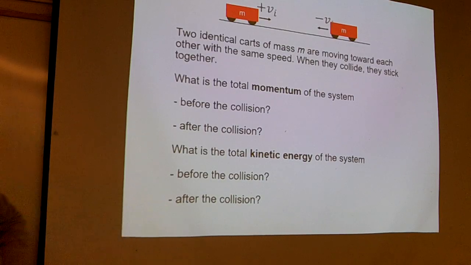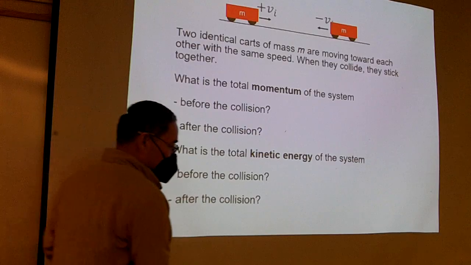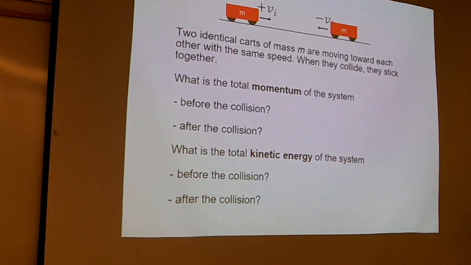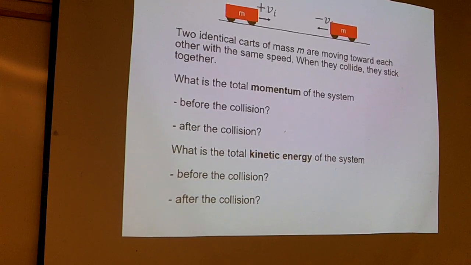Now, what about after the collision? After the collision, how large is the kinetic energy going to be? 0, make sense? It must be 0 because there's 0 velocity. So after collision, it must be 0 velocity, 0 kinetic energy. So this is going to be 0. This is the one which I want to show you here.